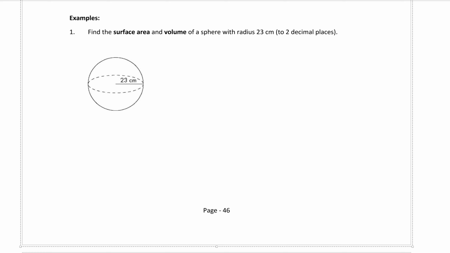Find the surface area and volume of that sphere, okay, with a radius of 23 centimetres to 2 decimal places. So starting with surface area, we write the formula down first. Surface area equals, from that table above, 4 pi r squared.